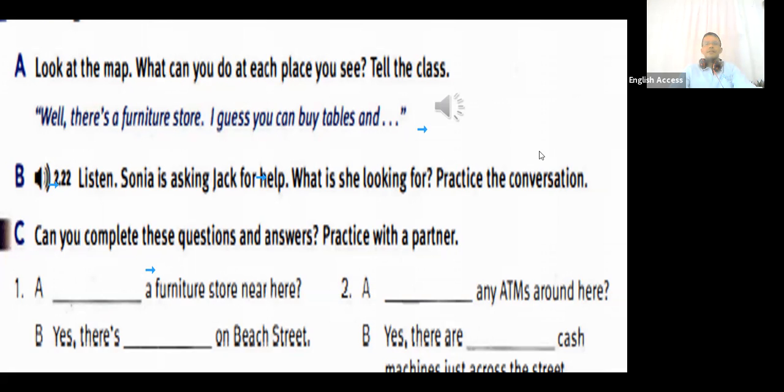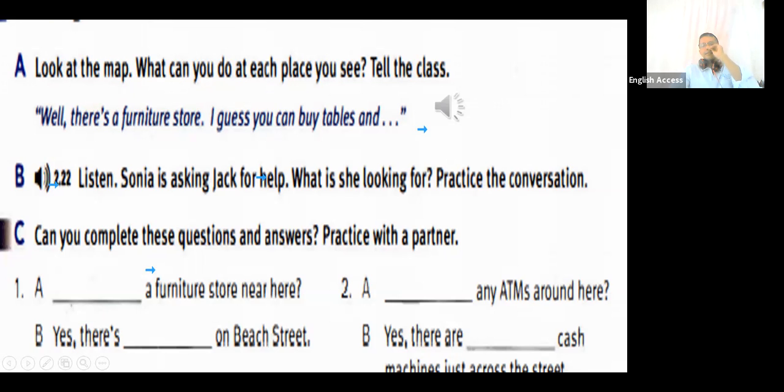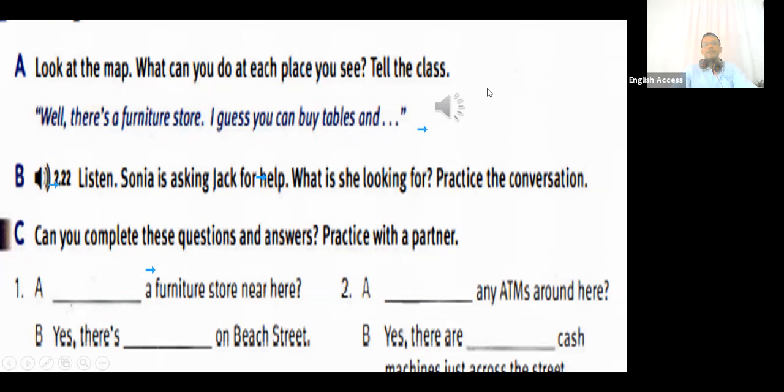Okay, excellent. Okay, who can tell me what she's looking for? A cafe with free Wi-Fi. Yes, she's looking for an internet cafe with free Wi-Fi. What is her second question? What else does she need? Does she want? A cash machine. Cash machine.